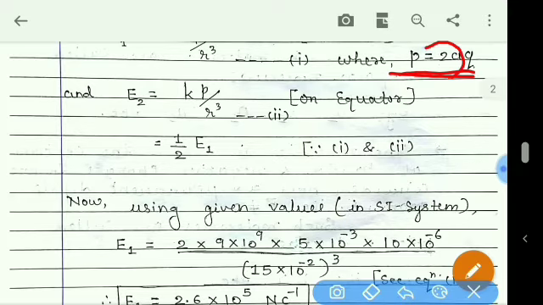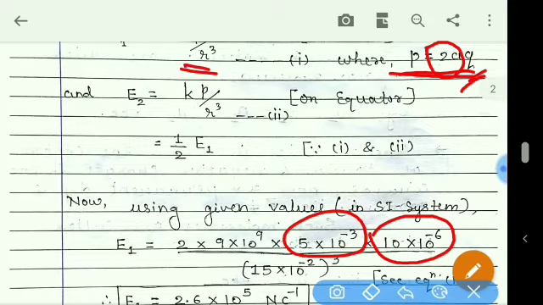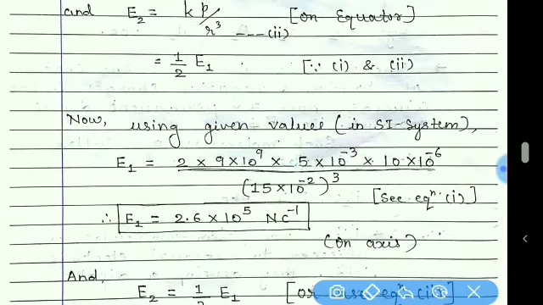And what is 2a? It is 5 mm, and so we will convert that mm into meter, and the charge is given as 10 microcoulomb, so it is 10 into 10 raised to minus 6. And the distance where the electric field is to be obtained, that is r, is given as 15 centimeter, and so we have to convert that centimeter to meter. So 15 into 10 raised to minus 2, and there is cube, so here also we have put cube.